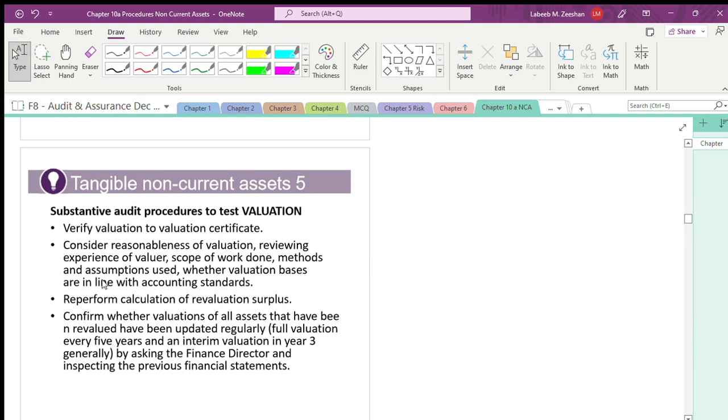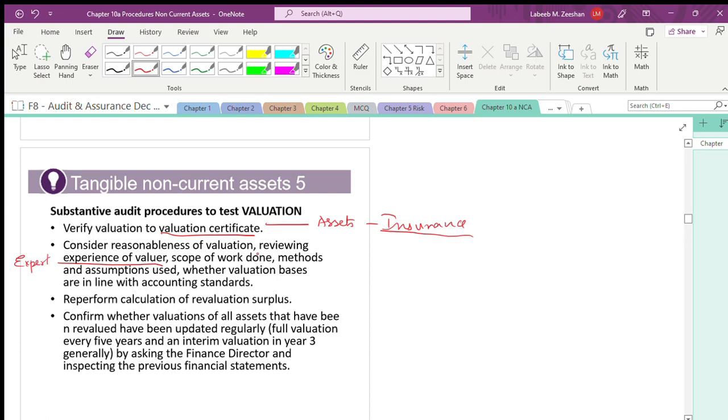What is the valuation? Very simple: for high value items, you have to get the certificate. Because in most of the assets, you will have the insurance. Whenever you have insurance related to non-current assets, we should have a valuation certificate. Consider that the valuation should be reasonable, not on the higher end. It has to be done by an experienced person, by an expert.